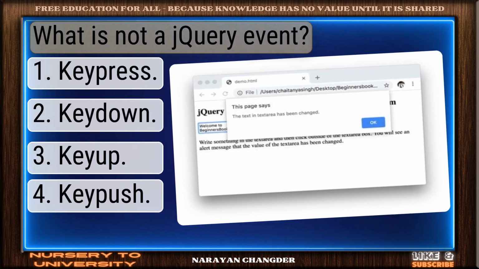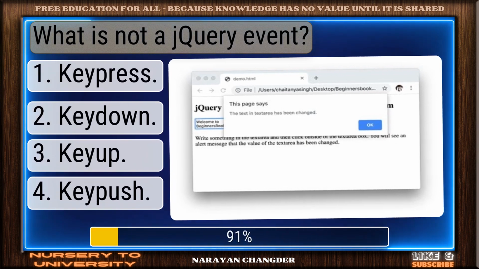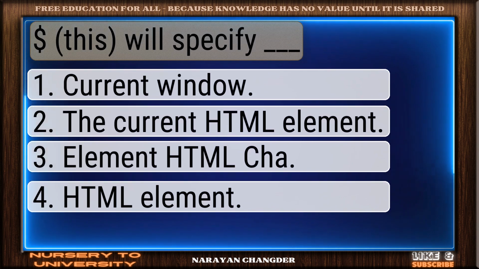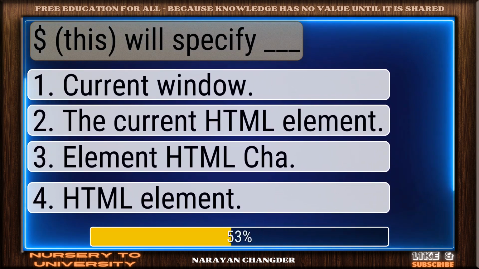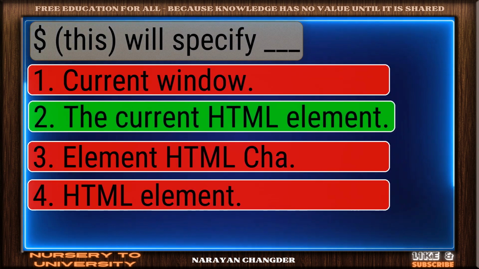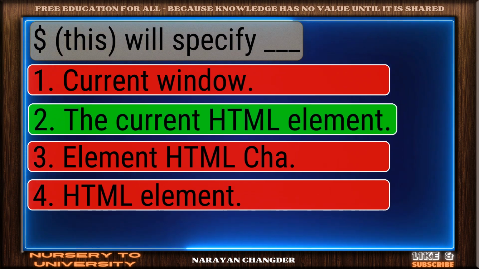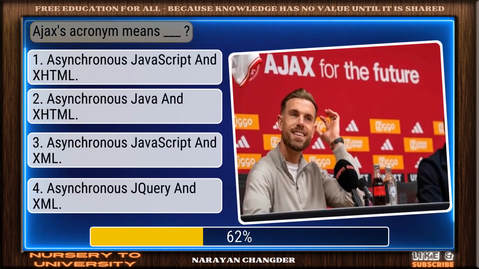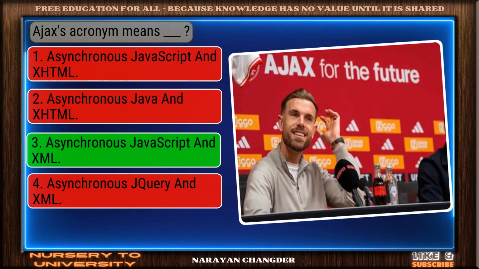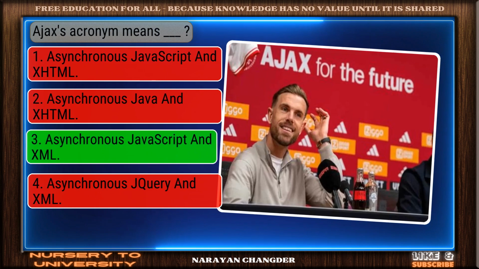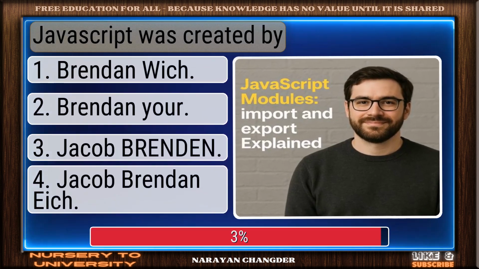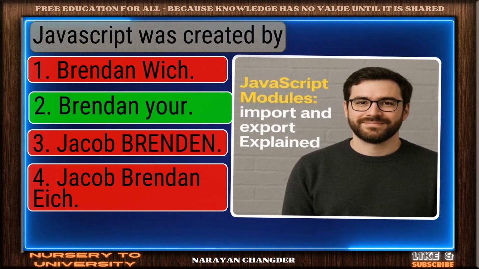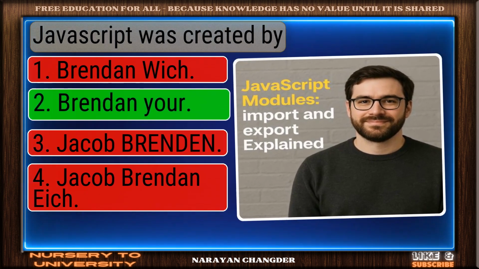What is not a jQuery event? Great job. Keypush is the accurate answer. Dollar will specify dash. Solid response. The current HTML element is a valid choice. Ajax's acronym means dash. On track. Asynchronous JavaScript and XML is the correct answer. JavaScript was created by. Good job. Your answer, Brendan Eich, works well here.